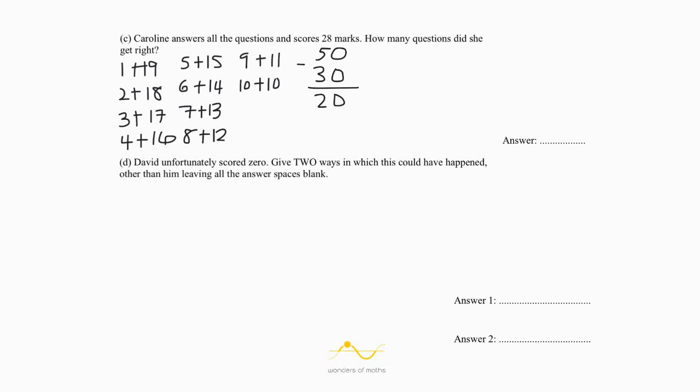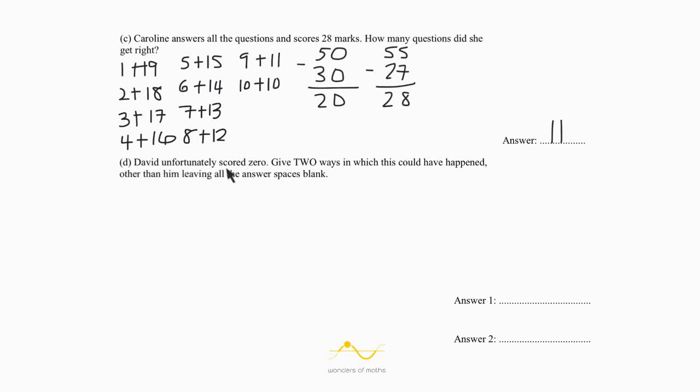If Caroline had 11 correct answers, she'd have 55 points. If she had 9 incorrect answers, she'd have 27 points taken away. 55 minus 27 gives us 28. So we know that this number bond is correct. The question is asking us how many questions she got right. If we look back at our calculation, we'll see that she got 11 questions correct. And that's our final answer.